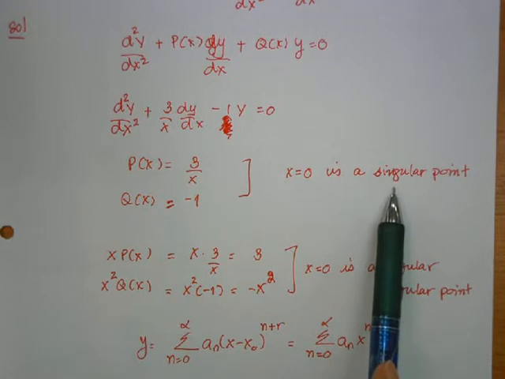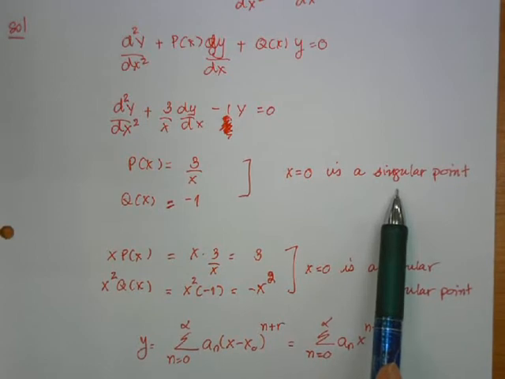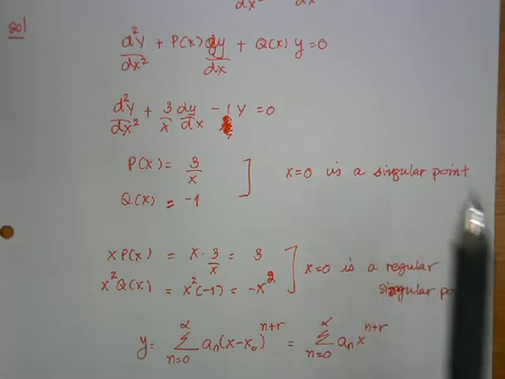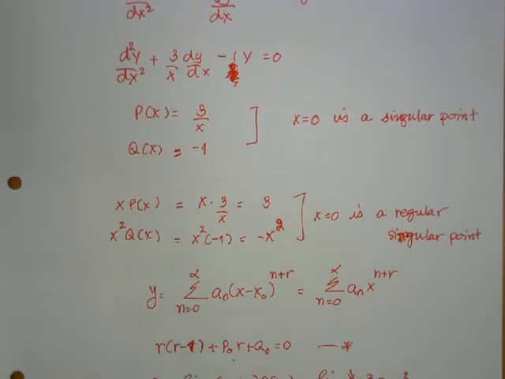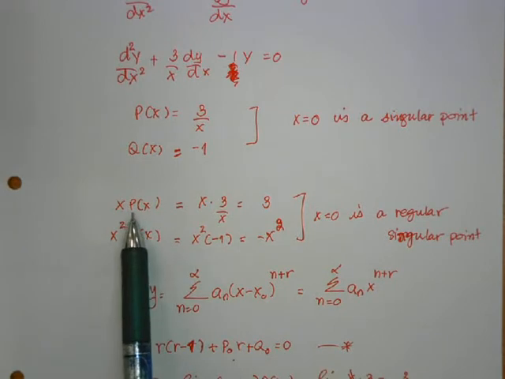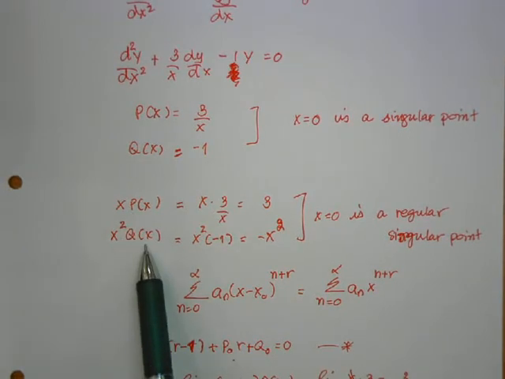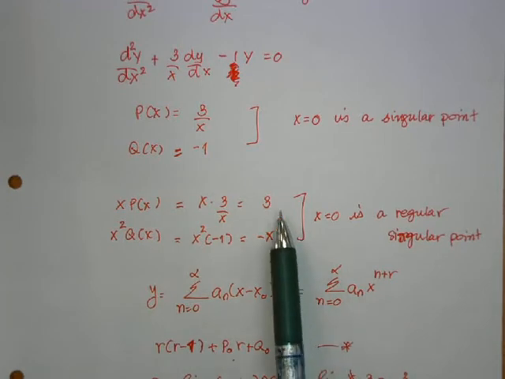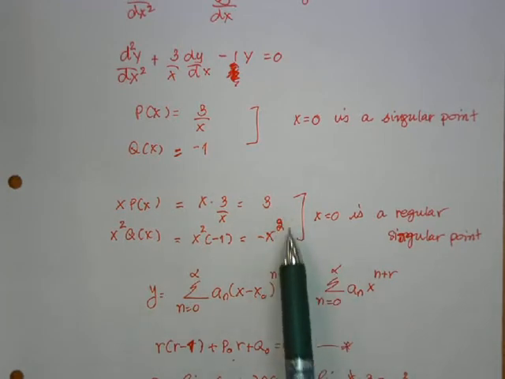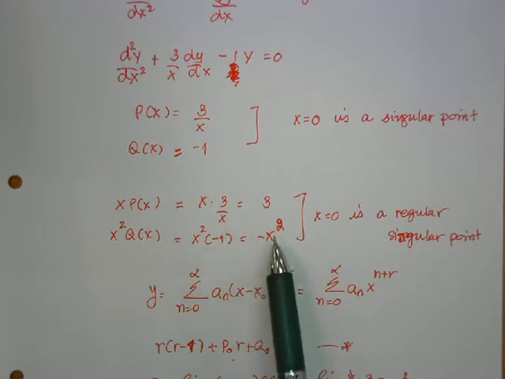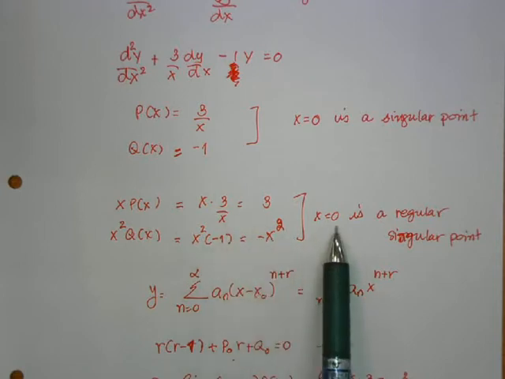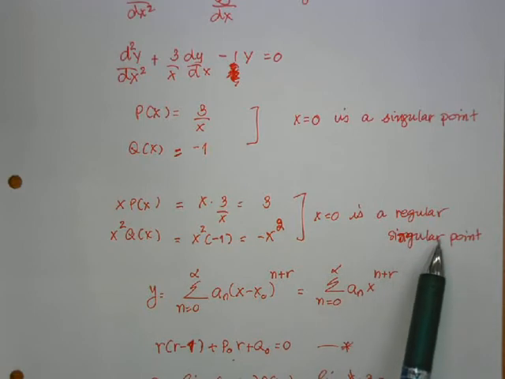And now we know it's a singular point, then we have to define whether it's regular or irregular. We can find the solution only for a regular singular point. So from that, we have to find the functions x p(x) and x squared q(x). And from doing that, we know that if we plug x equal to 0 into these two functions, it's still making these two functions analytic. So that means x equal to 0 is a regular singular point.